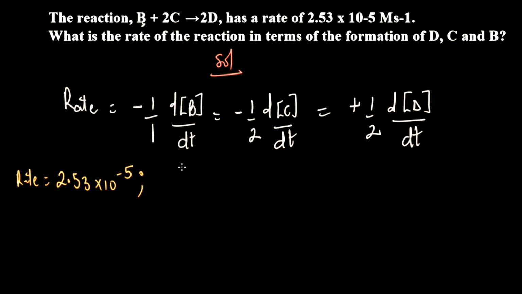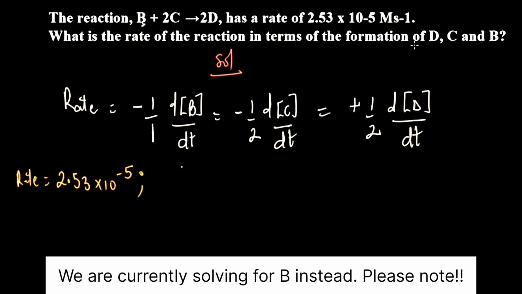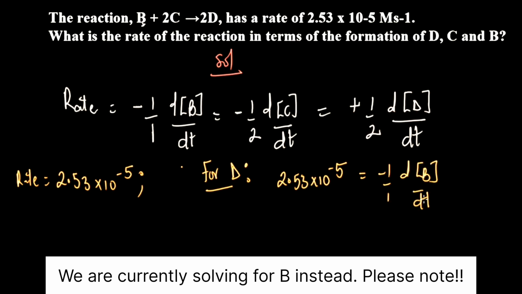So what is the rate of the reaction in terms of formation of D? So for D, we have that 2.53 times 10 to the power minus 5 equals negative 1 over 1, change in D over change in time. So the rate for D, sorry, this is D, not B. D. So the rate is 2.53 times 10 raised to the power minus 5 times minus 1.